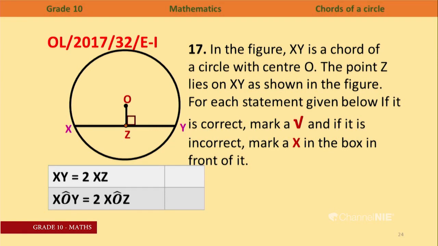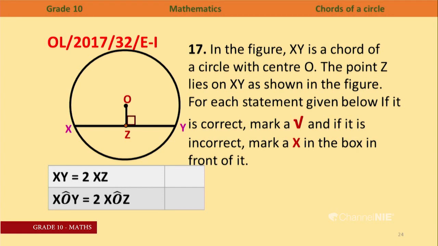In the figure, XY is a chord of a circle with the center O. The point Z lies on XY. As shown in the figure, for each statement given below, if it is correct, mark the tick, and if it is incorrect, mark the cross in the box in front of it. So, you can see a box. What are the things in the box here? XY is equal to XZ. Another one, the angle XOY is equal to twice the angle XOZ. So, we have to check whether they are correct or not.